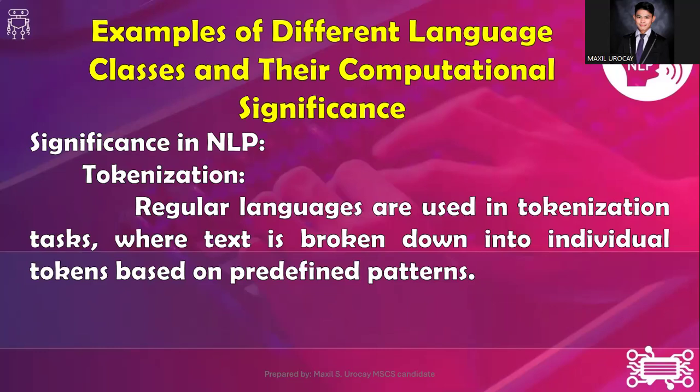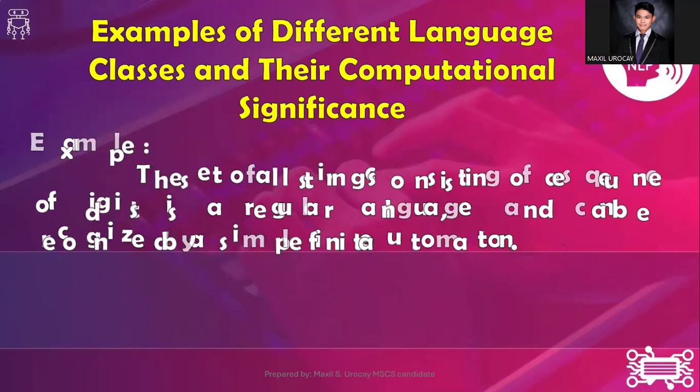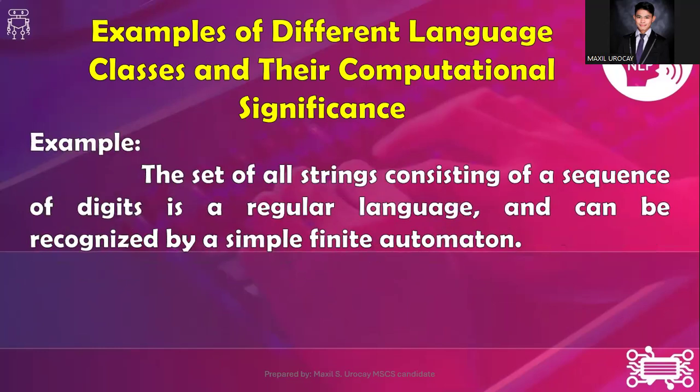So the example here: the set of all strings consisting of a sequence of digits is a regular language and can be recognized by a simple finite automaton. So that's the example. Well, let's actually move on to the context-free language.